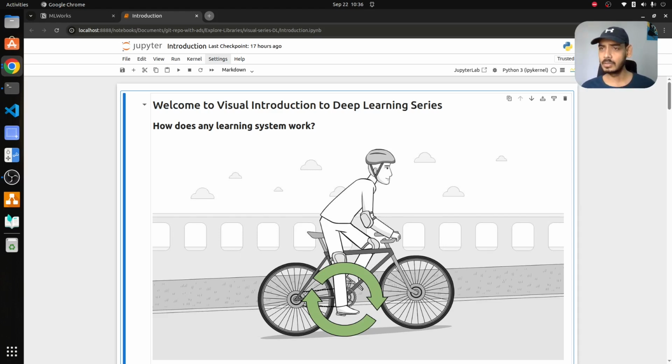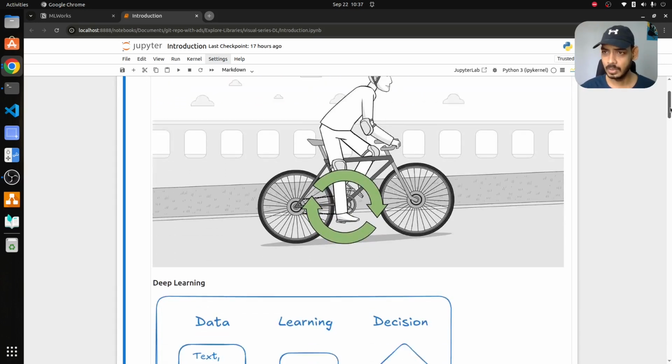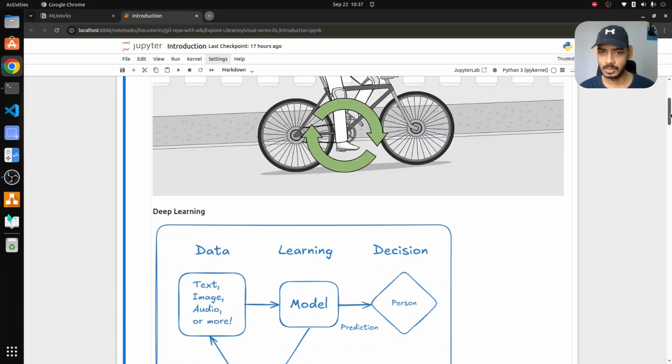So consider, as humans, how do we learn to ride a bicycle? What we'll do is first we'll keep one foot on the pedal and one foot on the ground, and we'll try to balance and start moving forward. And while we are doing this, we are trying to build a mental model in our brain, and next time when you're trying to ride a bicycle, you will be using that mental model and start riding the bicycle. Now this goes for deep learning as well, and other similar learning systems.